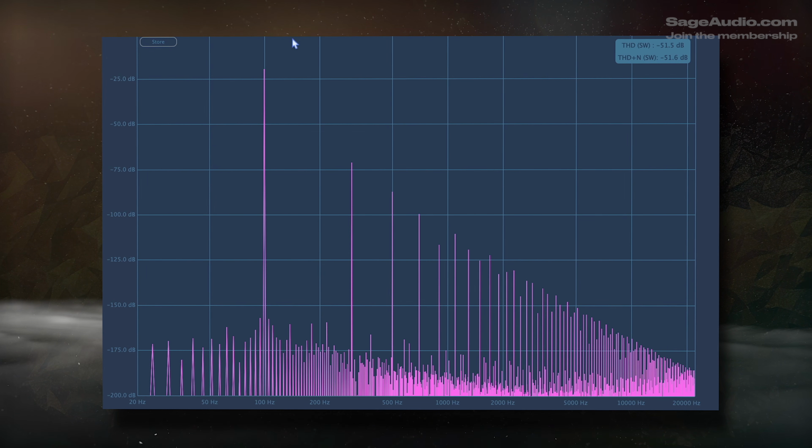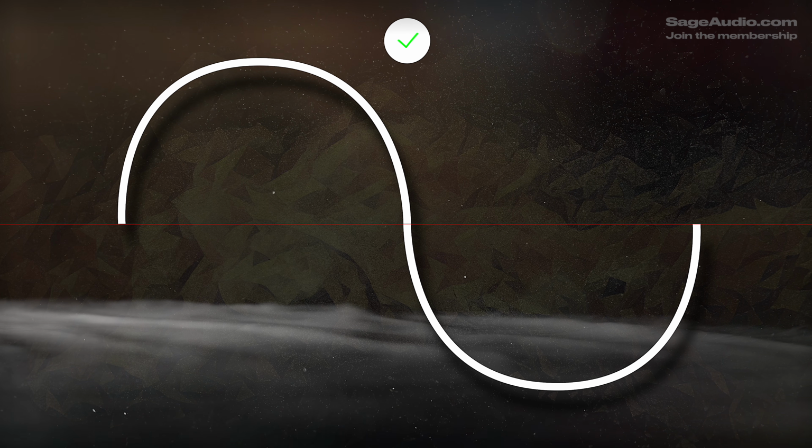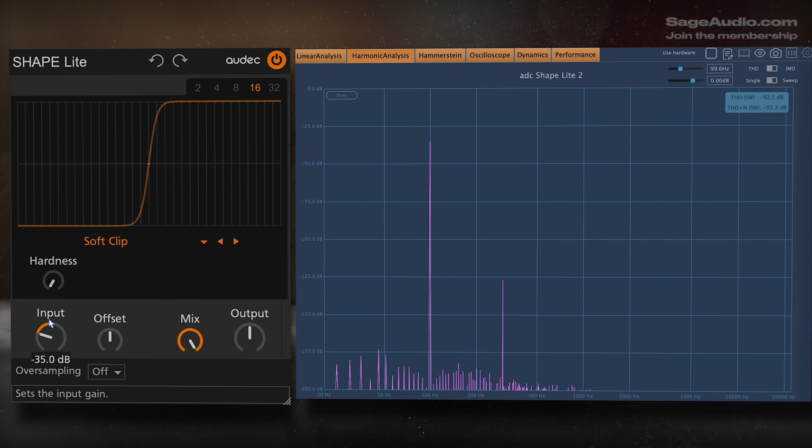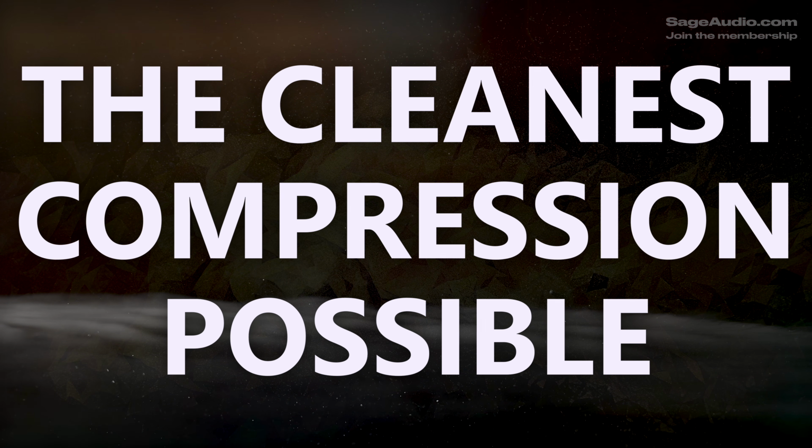One developer has created what's possibly the cleanest compressor plugin currently available. So whether you need to compress vocals, instrumentals, or full stereo mixes, let's cover the cleanest compression possible.